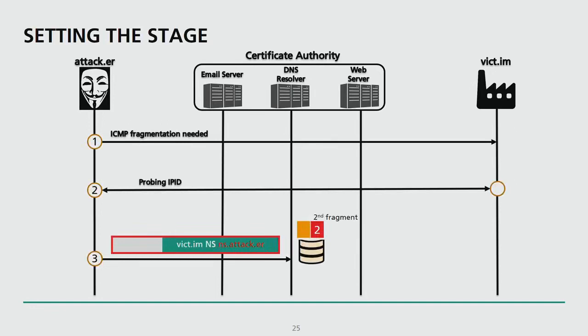First step would be sending the ICMP fragmentation needed message to the name server of the target domain, so that fragmentation then happens. Second step is probing the IP ID, which is implemented here for our demonstration purposes as a global incrementing counter. And using that, we can now forge our spoofed second fragment and inject it into the DNS resolver's cache. Notice here, the second fragment maps the victim domain to our name server. So if there's a question for the name server which is authoritative for the victim domain, it would be answered with the name server we set up under the attacker.